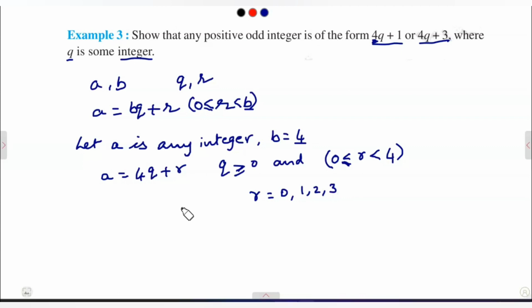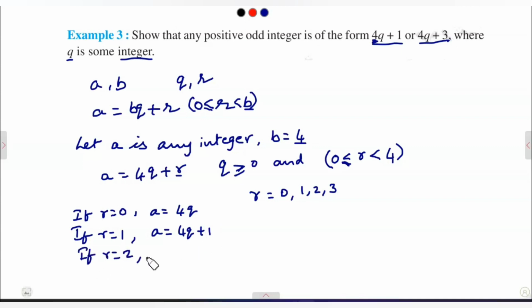Okay. So now let us take each case. What happens if r is equal to 0? If r is equal to 0, a is equal to 4q plus 0, which is 4q. Keep it aside. If r is equal to 1, a is equal to 4q plus 1. If r is equal to 2, a is equal to 4q plus 2. If r is equal to 3, a is equal to 4q plus 3.